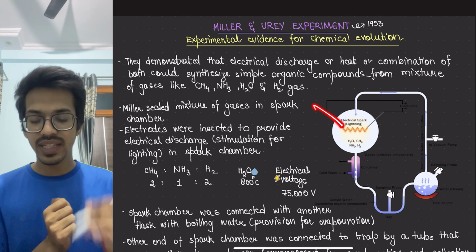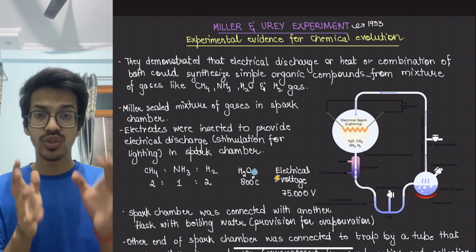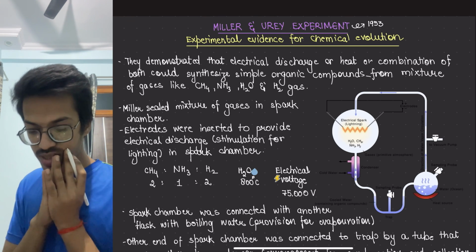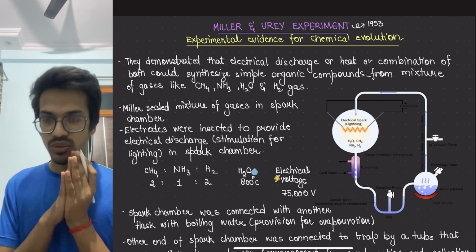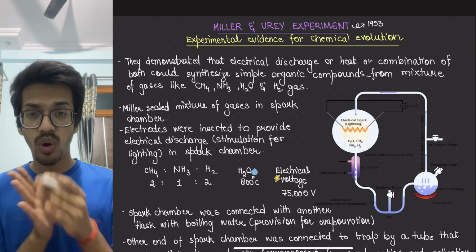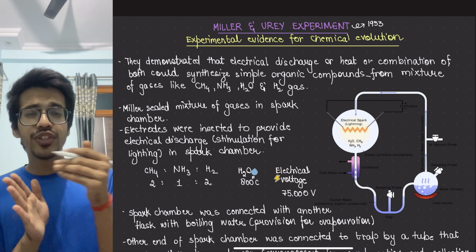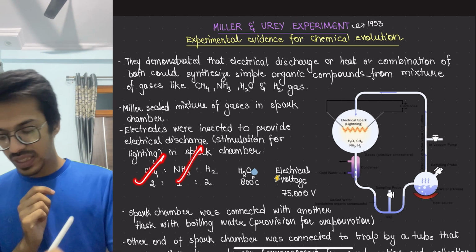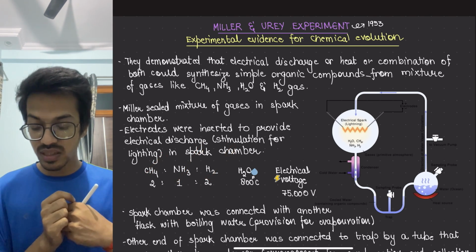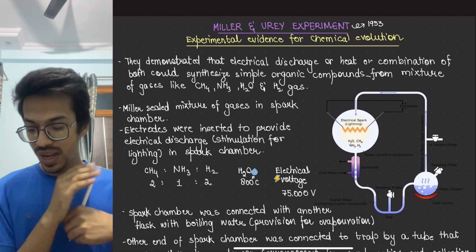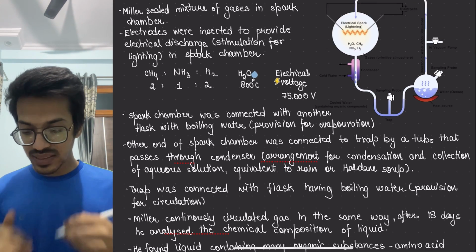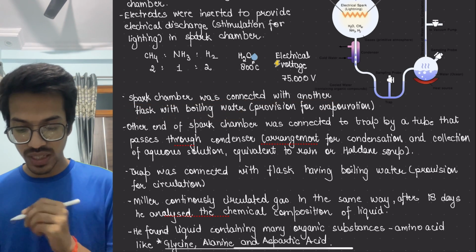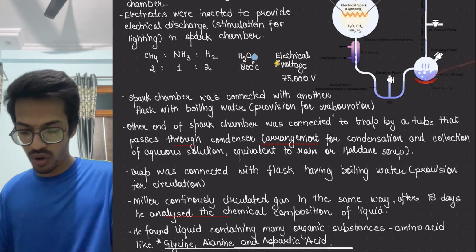And simultaneously they give a high voltage electric shock, which imitates an electrical discharge in the form of electricity of 75,000 volts. And in what ratio have they formed it? That is methane, ammonia and hydrogen, that is 2:1:1. And as they did it, the spark chamber was connected with another flask with boiling water provision, like we have already told.